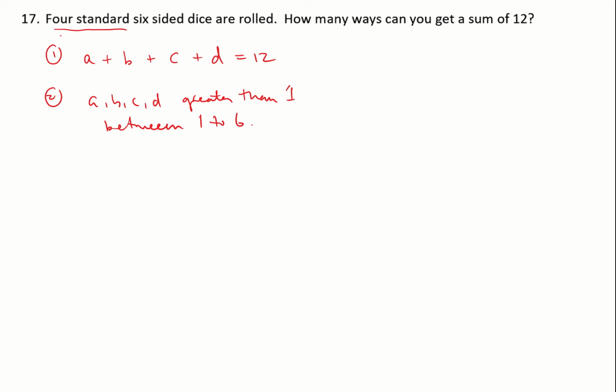All right, so what I'm gonna do is I'm gonna take my sum. My sum is 12. I have to minus 4, so I get 8. And the reason I have to minus 4 is because they can't be 0. So the sum is now 8.